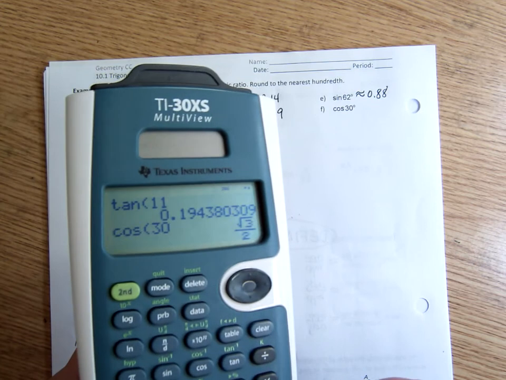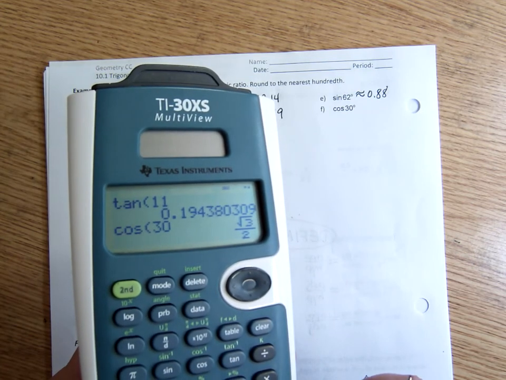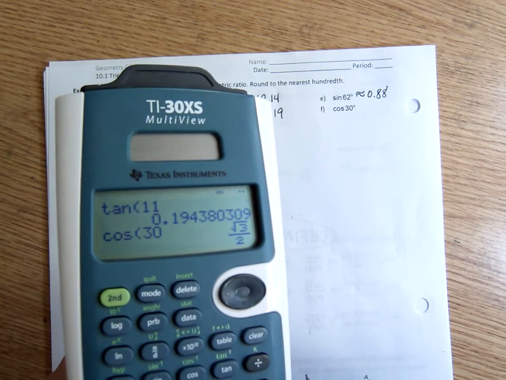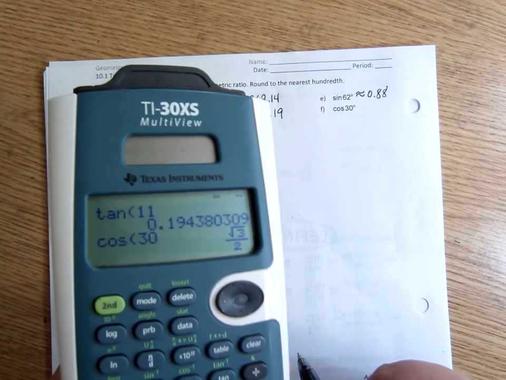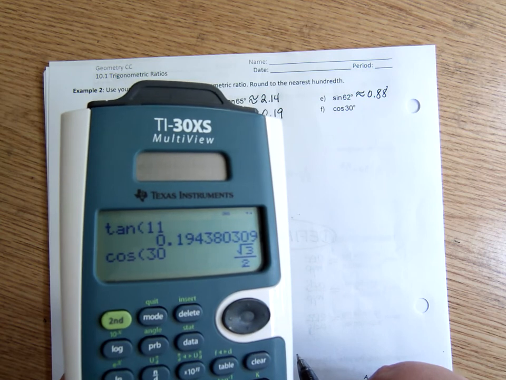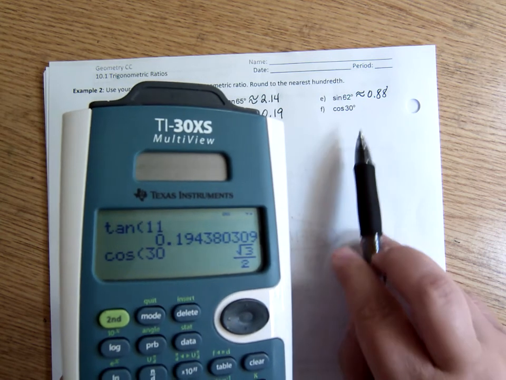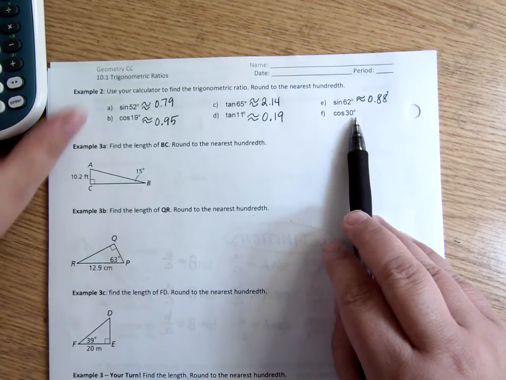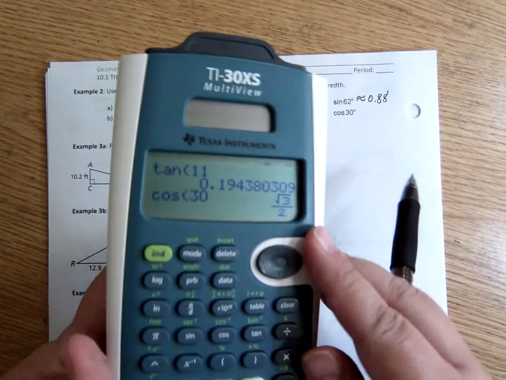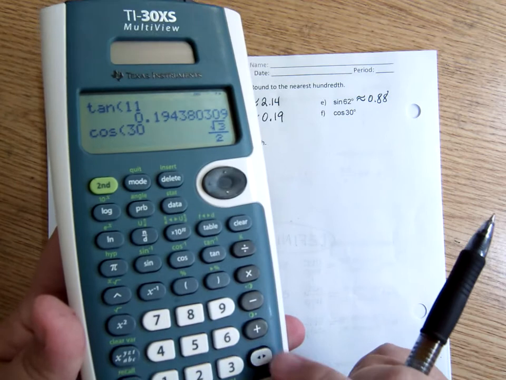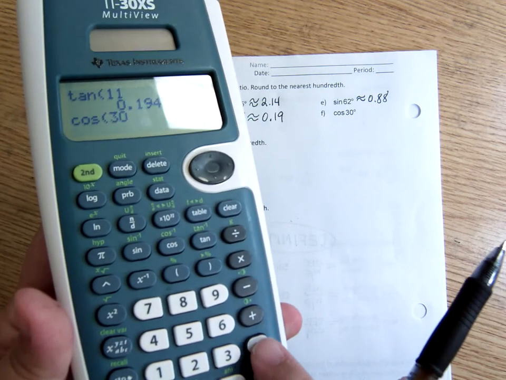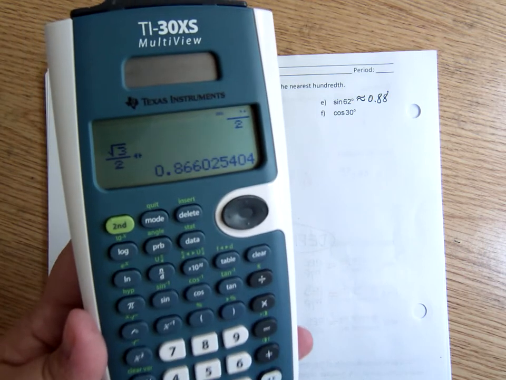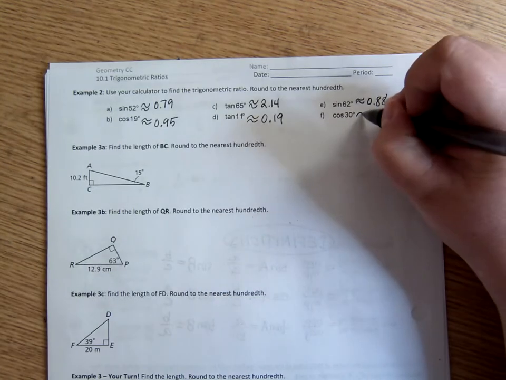When I do cosine of 30, I get my answer in a radical, and the reason why is this is one of my special right triangles, a 30, 60, 90. Okay, so a 30, 60, 90 right triangle, I could figure out the cosine ratio with radicals. But if you don't want that here, which we don't, we were asked to do it to the nearest hundredth, I press this little button above the enter to change that to a decimal, and I get 0.866 or 0.87.